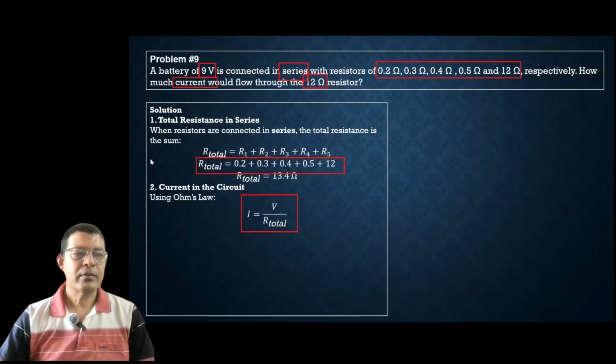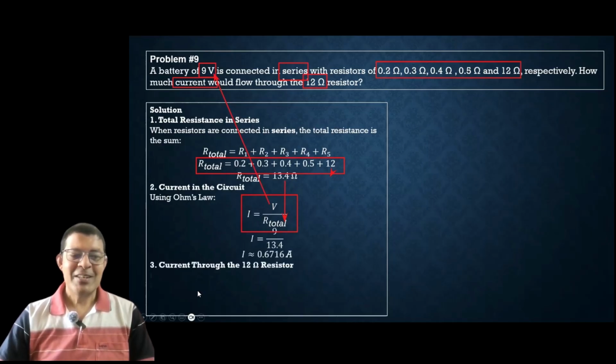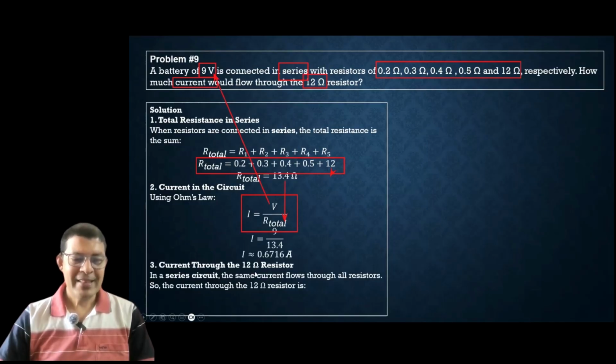So we take the resistance from here, and put it here. And voltage we already know, it is already given, which is 9 volts. Okay. We put the values and get the current. Current to 12 ohm resistance will be the same current, which will be 0.6716 ampere.